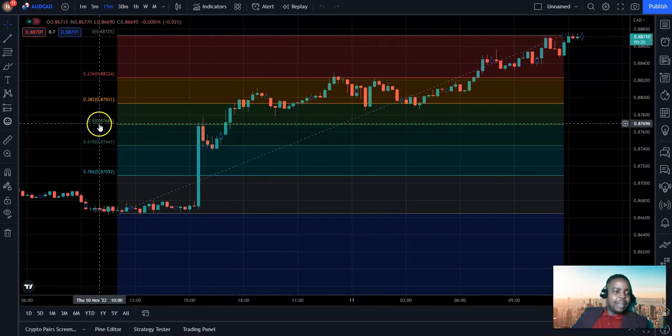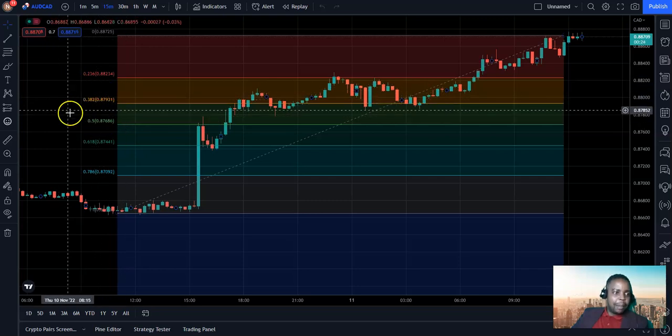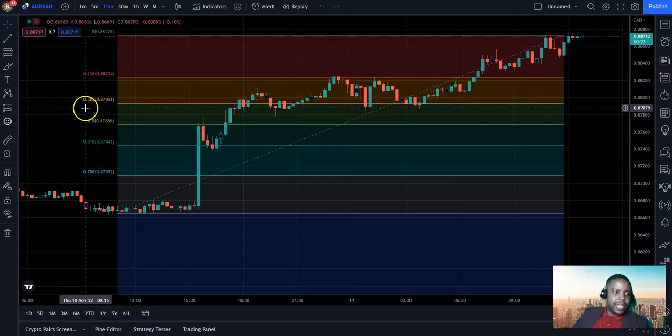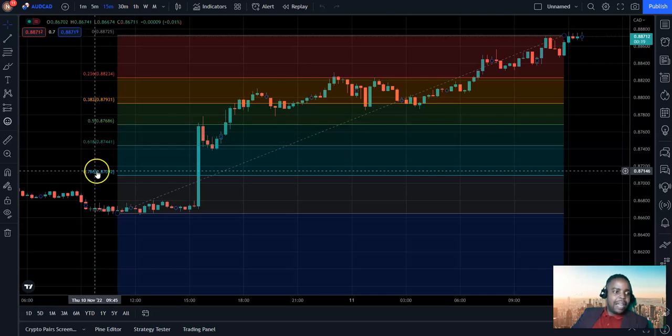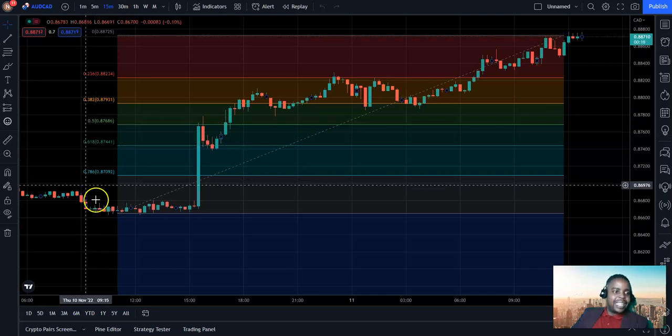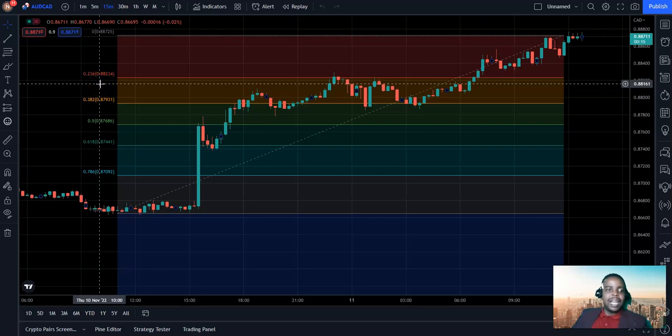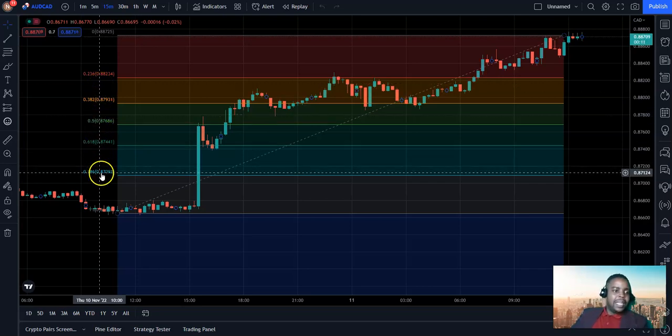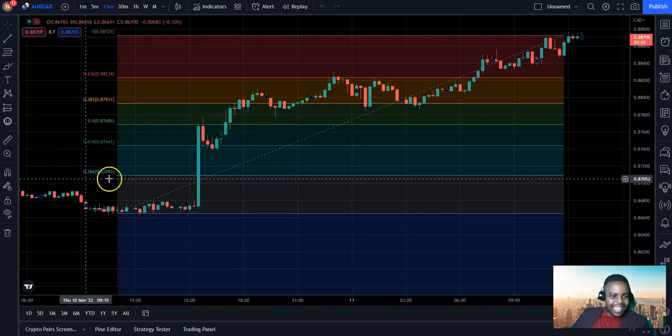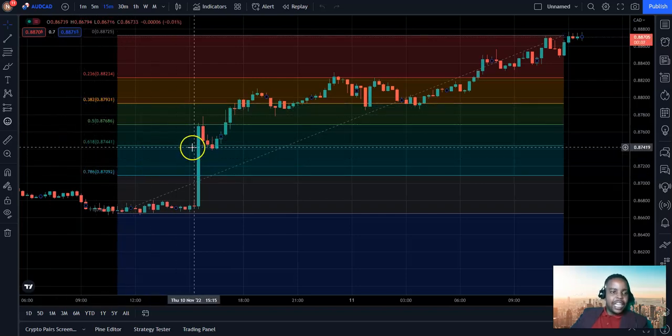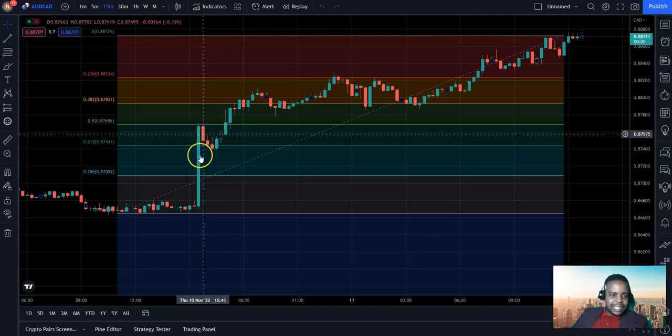Here, these are the three most important retracement numbers: 0.382, 0.5 and 0.618. The rest of the other retracements are Fibonacci extensions. For now, if you are a beginner, please be sure to focus on these three retracement numbers. Right here, you can see the market has retraced at this point.